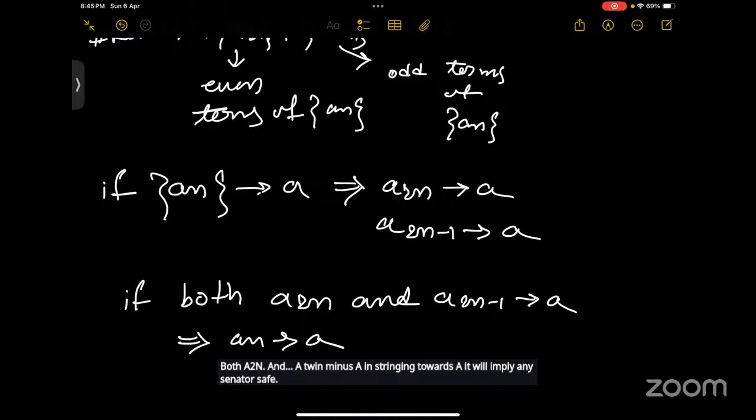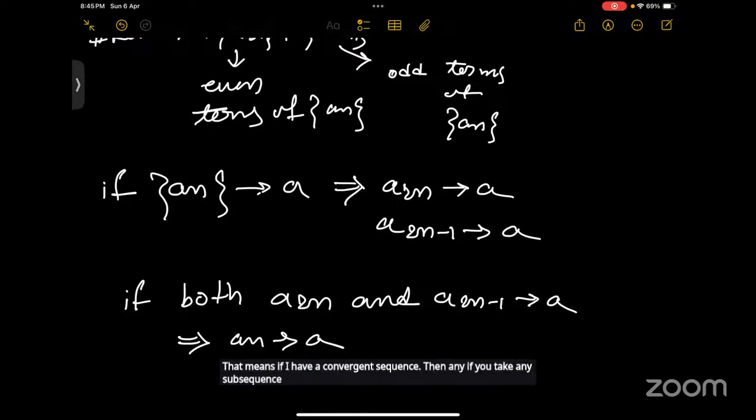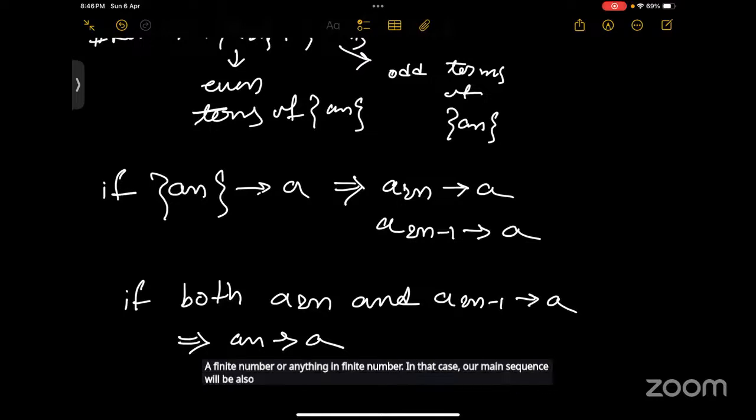That means if I have a convergent sequence, then any subsequence of that convergent sequence will be convergent to that particular limit. And if the even sequence and odd sequence are both tending towards a number, a finite number or infinity, in that case our main sequence will also be tending towards that number. Okay.